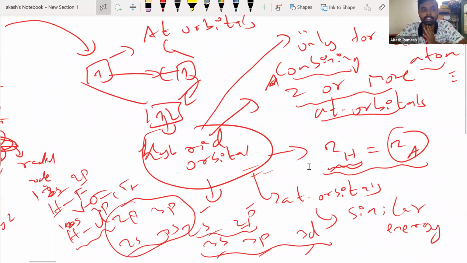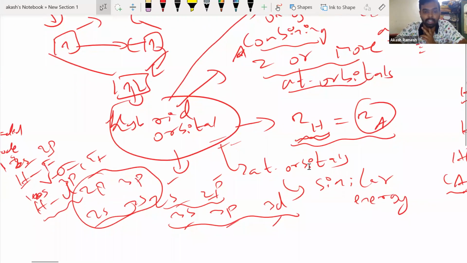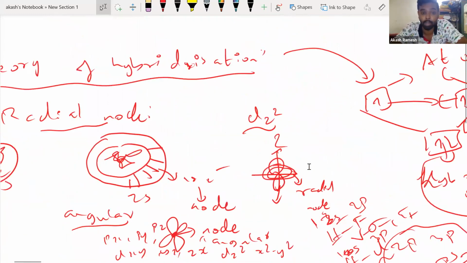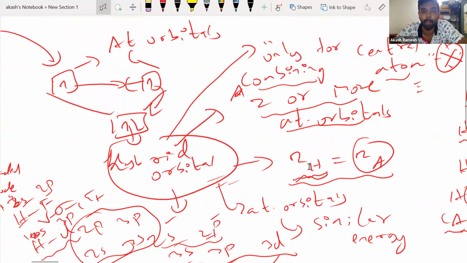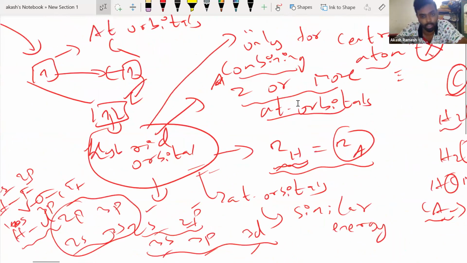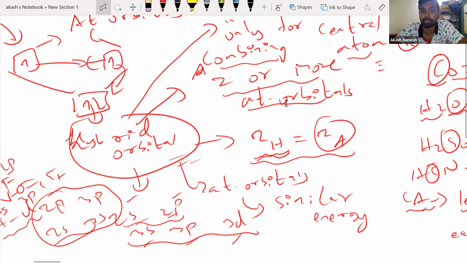Okay, so we started with this theory of hybridization, right? So we said, how is a hybrid orbital formed? A hybrid orbital is formed by mixing or combining two or more atomic orbitals, right? And remember that the atomic orbitals we're talking about should all come only from the central atom, right?